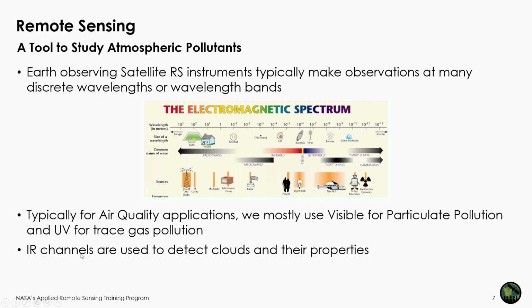Infrared channels are also used. This is the range of the infrared region, essentially extending from 0.8 microns all the way up to 3 microns, and beyond that is the thermal infrared part. So these infrared channels are also used to detect clouds as well as atmospheric gases, using certain absorption channels in the infrared part of the electromagnetic spectrum.